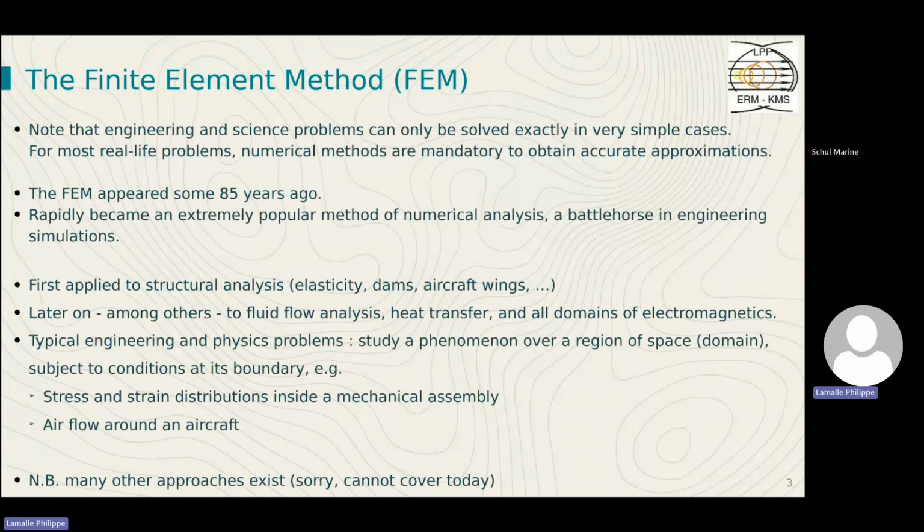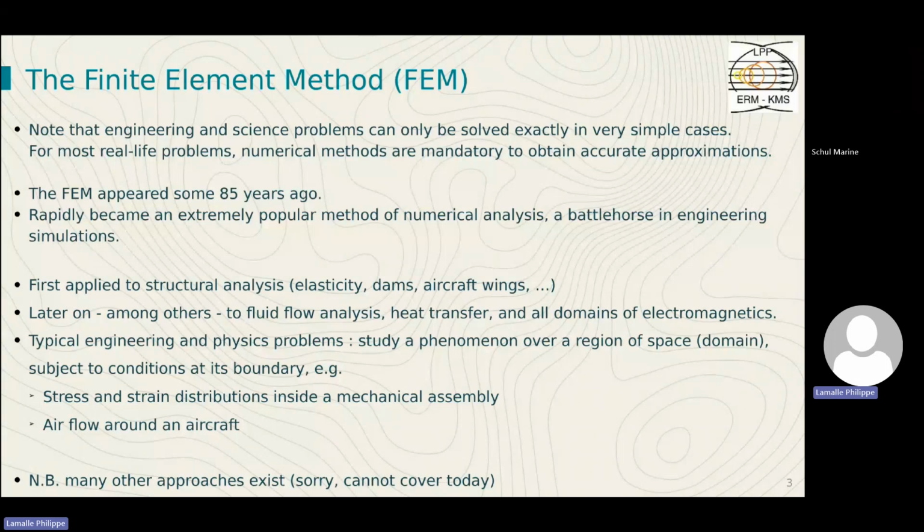First, the finite element method. Its context, of course, is that engineering and science problems can only rarely be solved exactly. And so for most real-life problems, people need to resort to numerical methods to obtain accurate approximations to the solutions of their problems. The method appeared some 85 years ago, and it rapidly became extremely popular in numerical analysis, and I dare say a battle horse in engineering simulations.